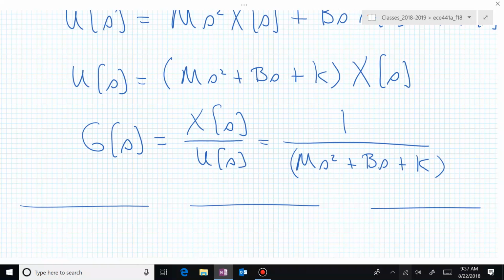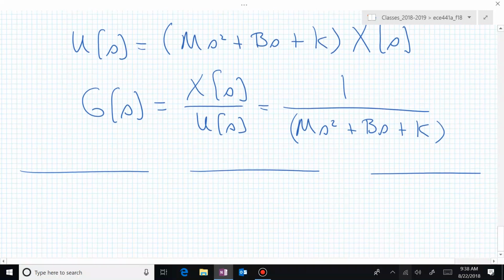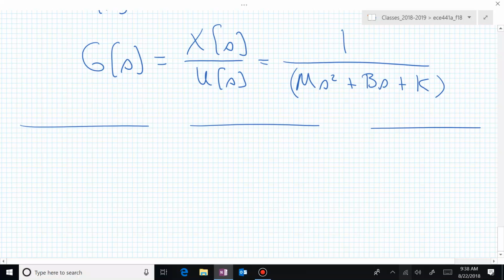Questions on that? This one also is probably burned in your memory for the rest of the semester. And we might want to what? Normalize the denominator or make the denominator a monic polynomial, factoring out that capital M. So we have 1 over m upstairs, and downstairs we have s squared with a coefficient of 1 plus b over m s plus k over m. Equivalent transfer function.